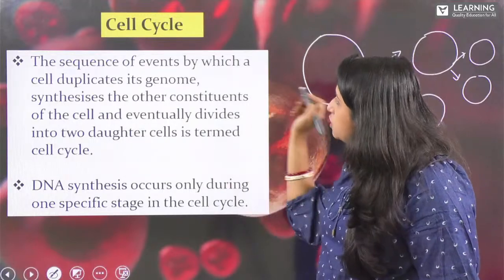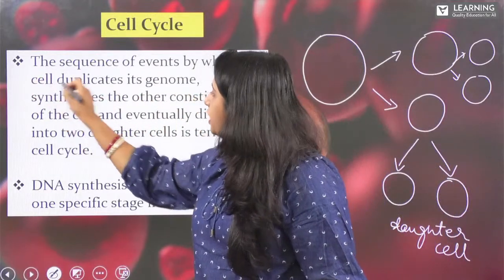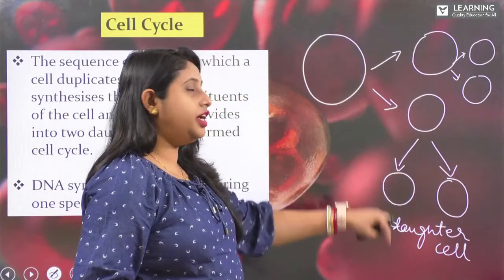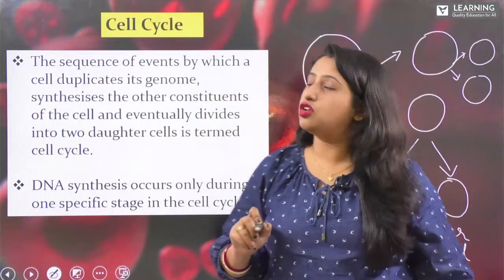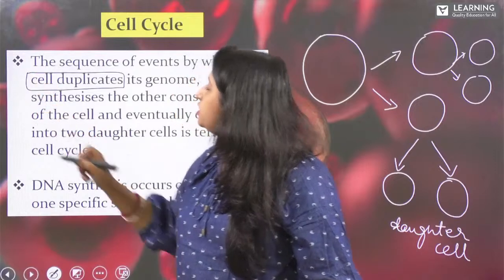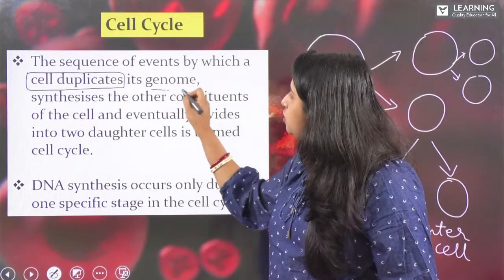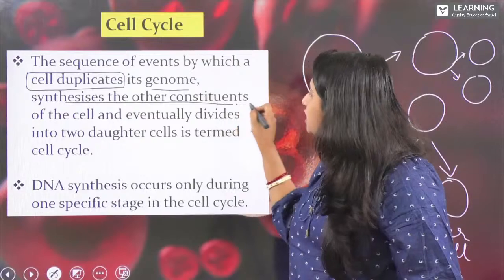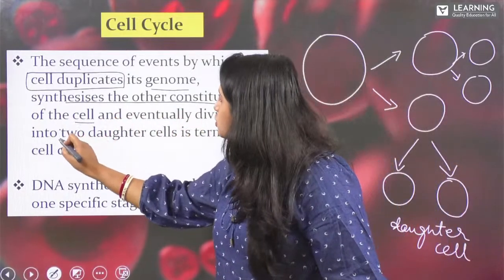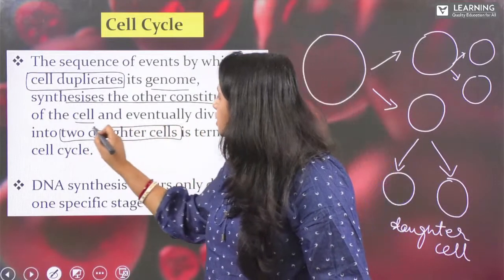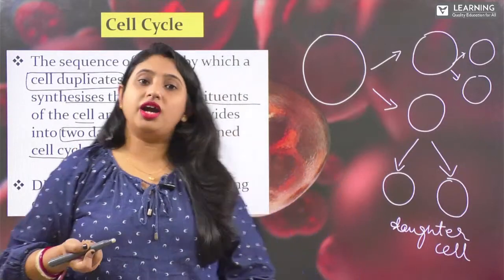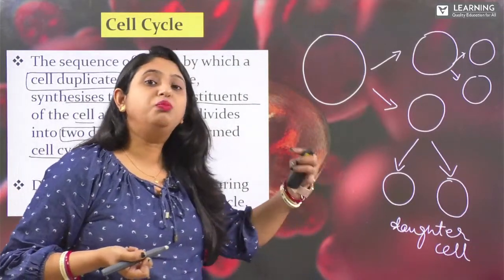So the sequence of events by which a cell duplicates, as you can see, how the cell is multiplying, it duplicates, isn't it? That is called what? Cell cycle. The sequence of events by which the cell duplicates its genome, synthesizes the other constituents of the cell, and eventually divides into two daughter cells is termed the cell cycle. So what I have explained here is how the cell duplicates itself.